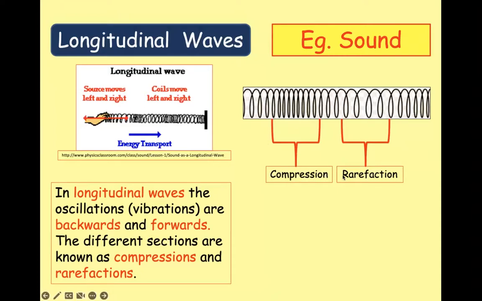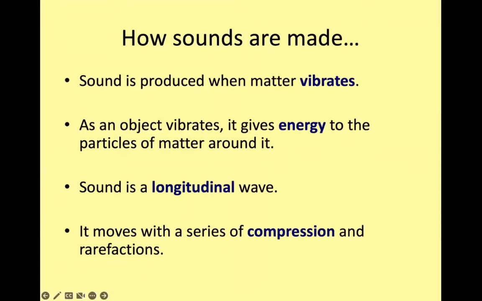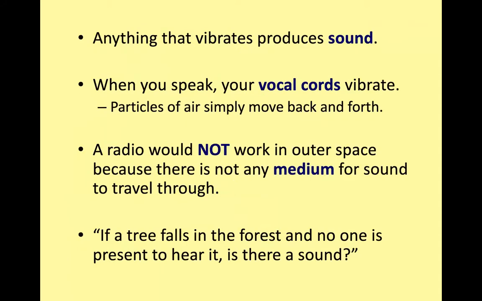All right. So how are sounds made? As we mentioned just now, sound is produced when something vibrates. Just like when we are talking, our throat here, the Adam's apple, vibrates. All right. As an object vibrates, it gives energy to the particles of matter around it. Sound is a longitudinal wave, and it moves with a series of compressions and rarefactions. All right. So anything that vibrates produces sound.